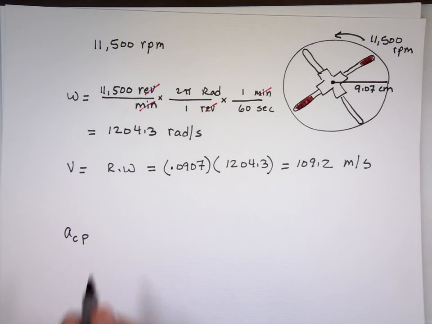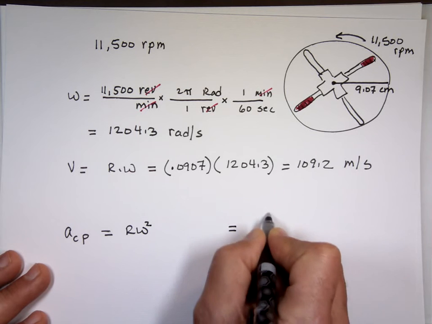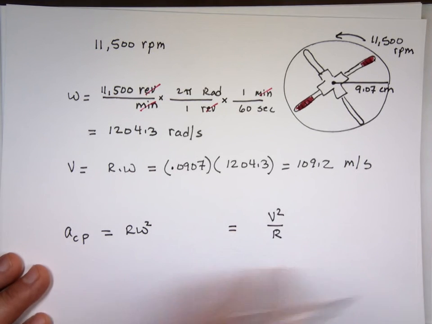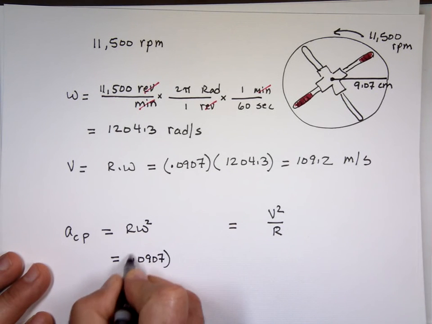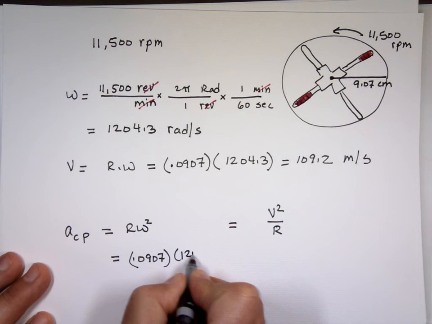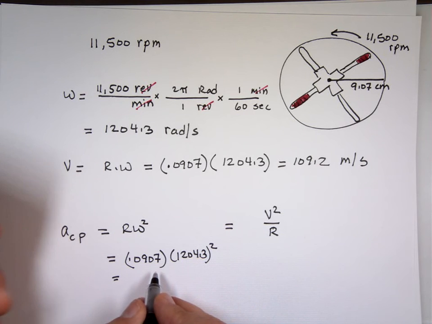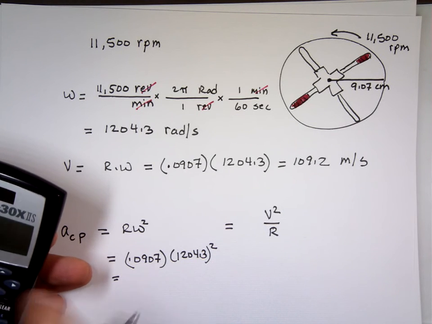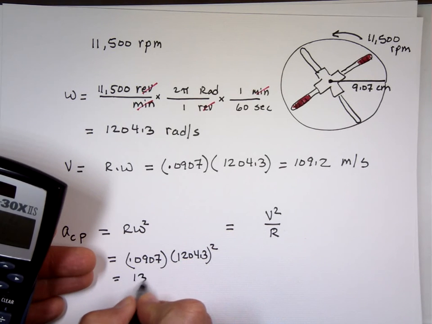What's the centripetal force? I can use either one. I can use R W squared, or I can use V squared over R. I'll do them both ways to show you the answer. It doesn't matter which one I use. R is 0.0907, and W is 1204.3 squared. Here's the centripetal acceleration, if I did the math correctly. I don't know if I squared the number. I can't remember now. Yeah, I did. Did you get 131,545.7?